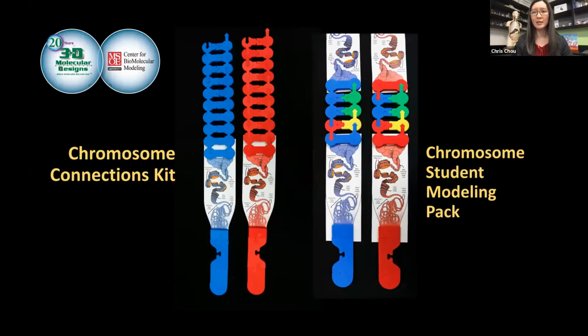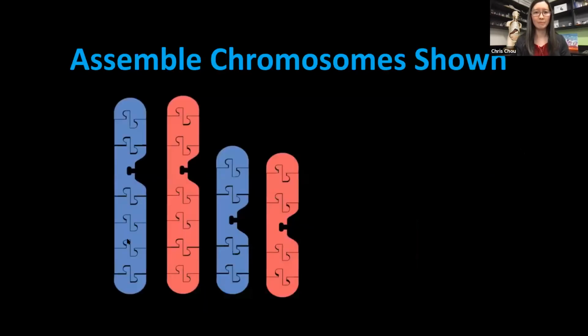A couple of things to show you that are differences. On the right is the student modeling kit. They get a baby version of the nucleotides and fewer chromosomes. The larger version on the left is the classroom set, the chromosome connections kit. You can see the nucleotides are either all red or all blue to show the maternal and paternal chromosomes. You can do, I think, 3 pairs of chromosomes with the large classroom set, and 2 pairs of chromosomes with the student modeling kit.